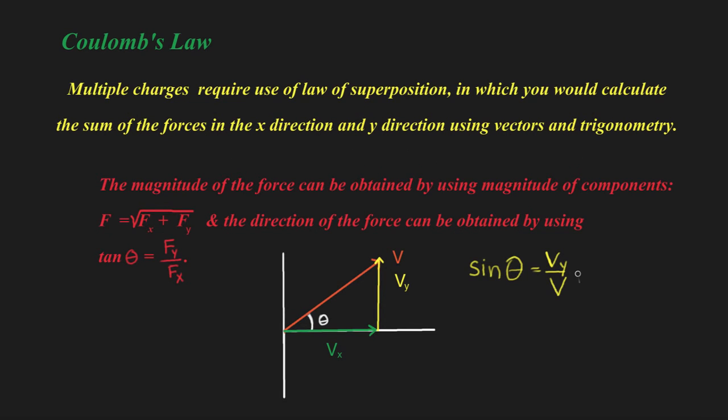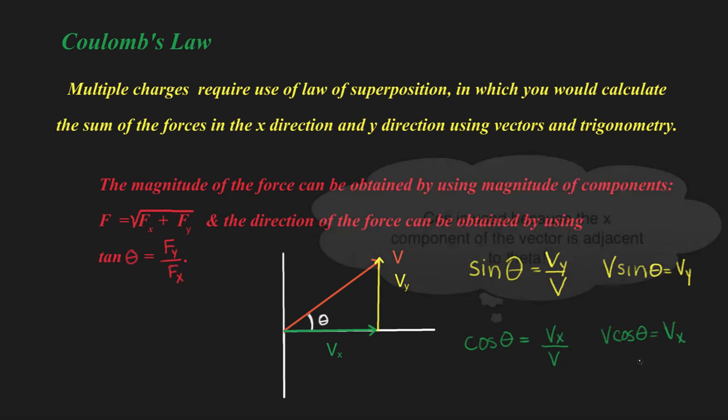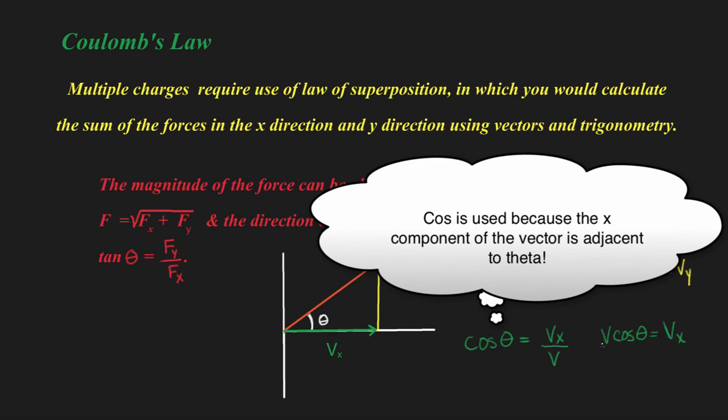So then you could multiply whatever this vector is, in this case v, on both sides. Then when we multiply both sides by the main vector, we get what the y component is equal to. And then by using the same rationale for the x component, we would just use cosine theta. And then when you multiply both sides by v, you get what the x component is. You can do this for every force vector that's created. In this case, we're going to be dealing with forces between the charges.